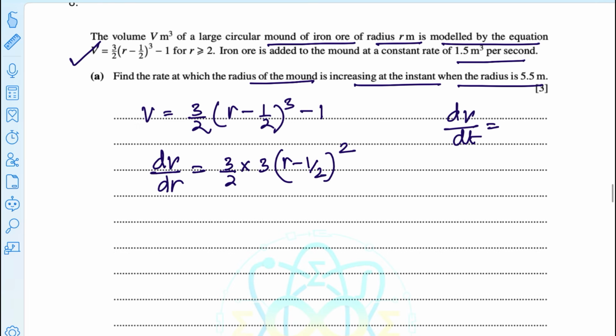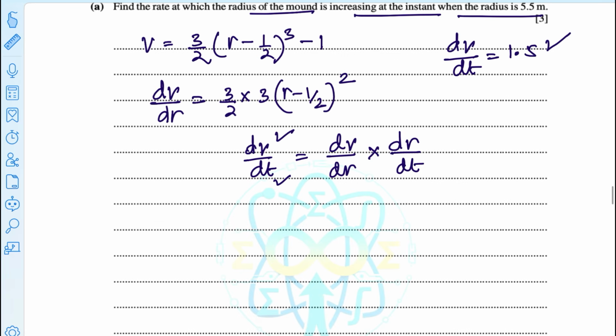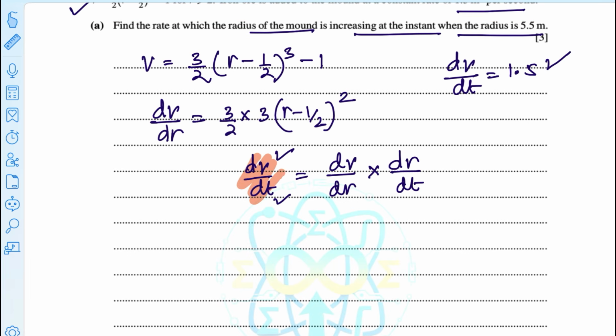Now dV over dt, the rate of change of volume, is given as 1.5. Is it okay? Now how to represent dV over dt? We can say dV over dt equals, dV I have to keep in the numerator, dt in the denominator. The missing thing is dr and dr. Is it okay? Now if you see the question here, this value is given to me, which equals 1.5, equals dV over dr.